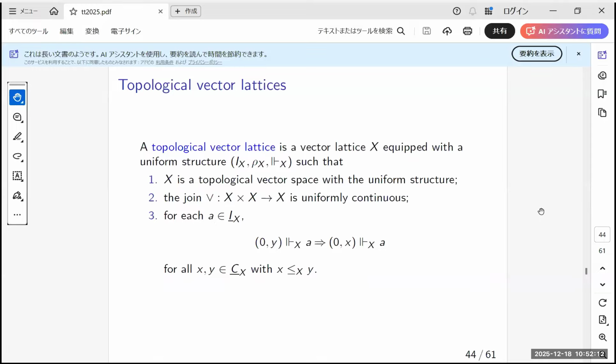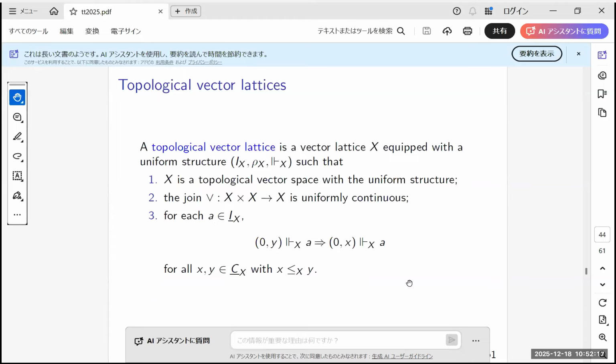And the vector lattice is a topological vector. Okay. Something? It's like Japanese AI. Please continue. Okay.